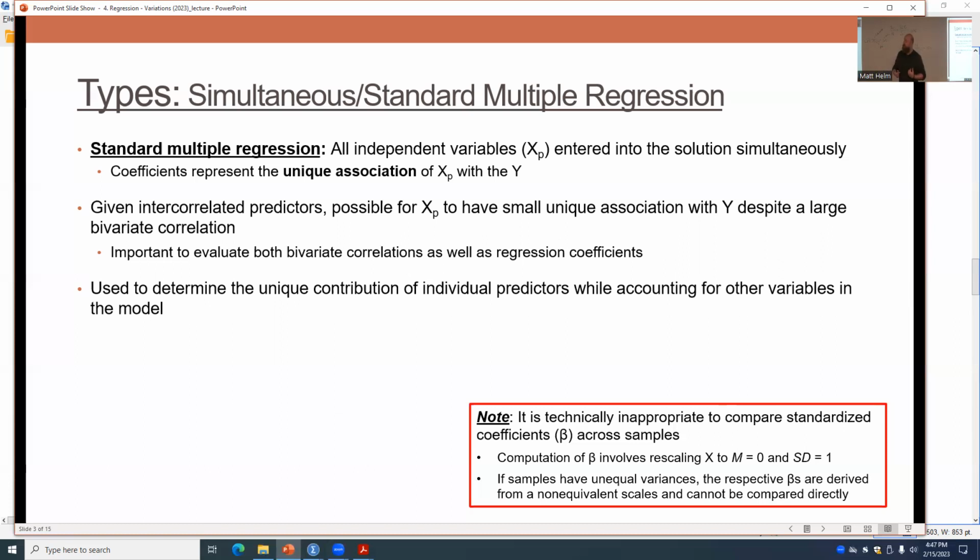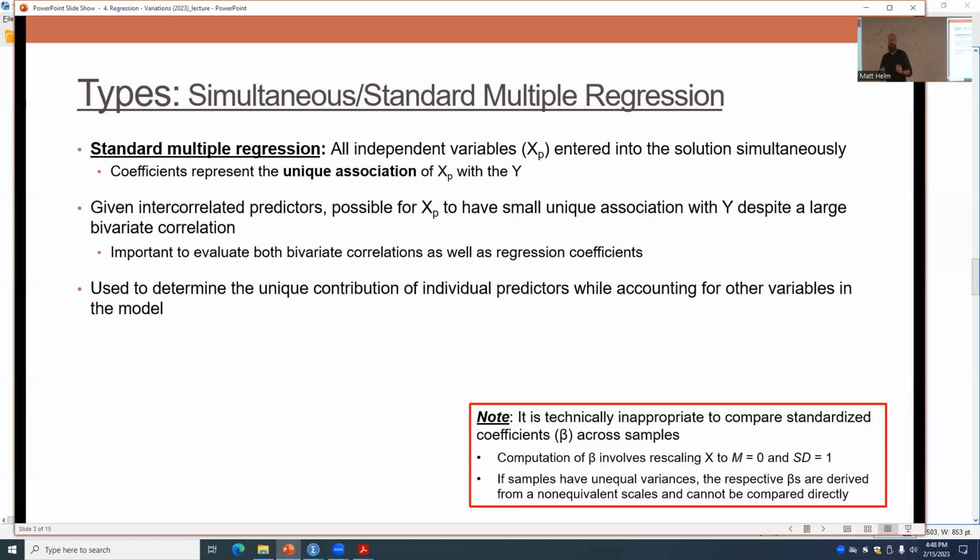What's not appropriate, though, is to compare the standardized coefficient for variable A in this model against the standardized coefficient for variable A in a separate model with a separate set. What happens is we compute those standardized coefficients by changing everything to z-scores, right? And if I have samples that don't have similar variances, that changes the scaling. And so now we're comparing two metrics on a non-common scale.